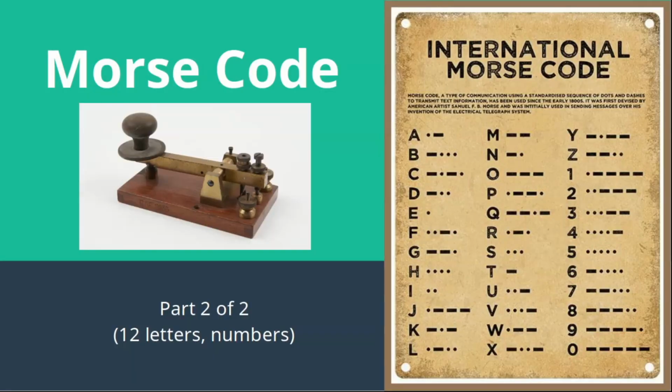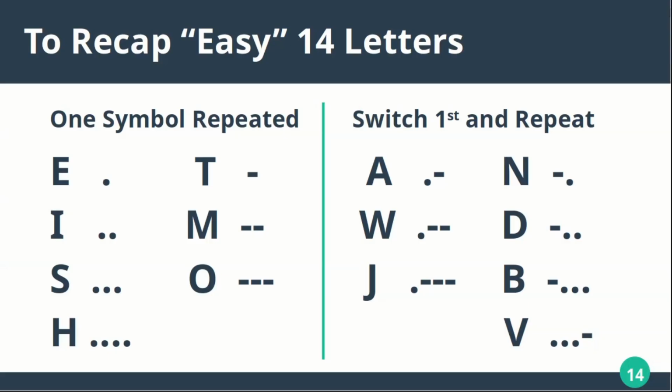The last video we did, part 1 of 2, had the first 14 letters that I thought were the easiest to learn. And now we're going to move on to the next group of 12 letters and the 10 numbers. The chart on the right is a big reference showing all the different symbols. And here we go. Just to recap, on the last video, we had these 14 letters we learned.